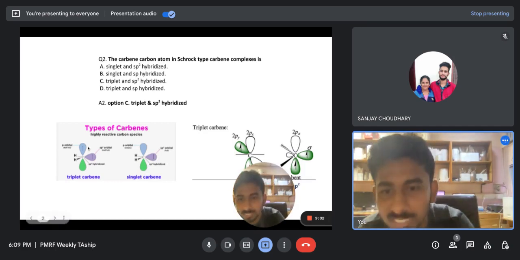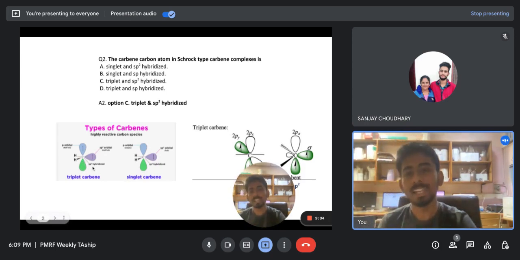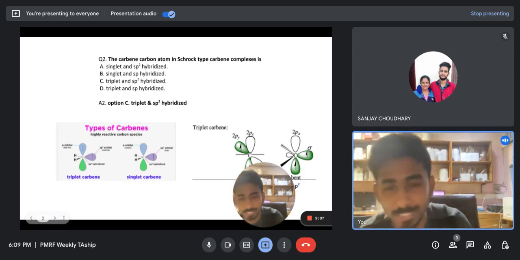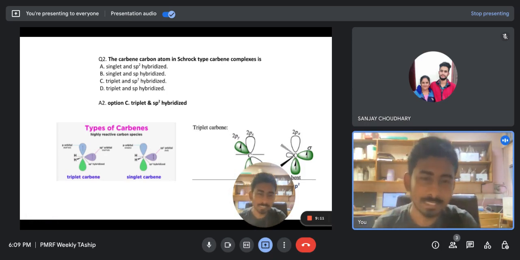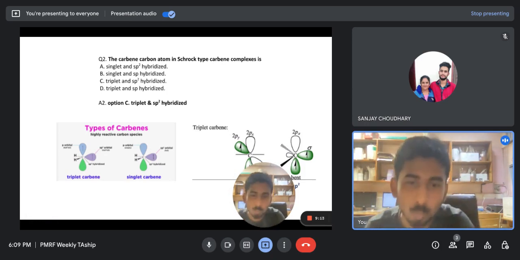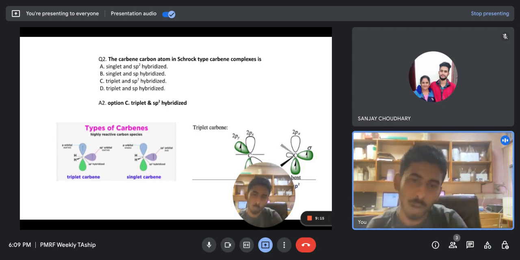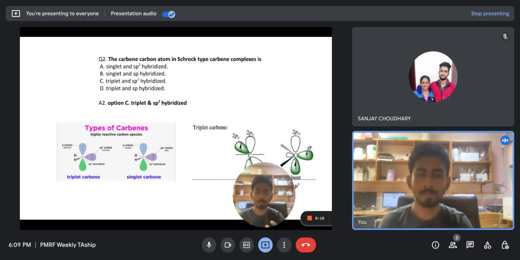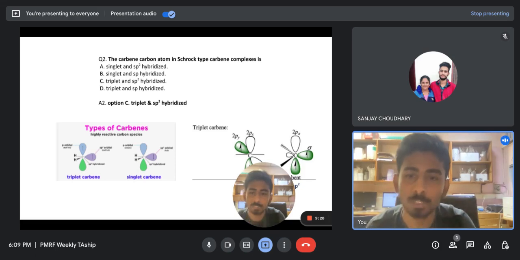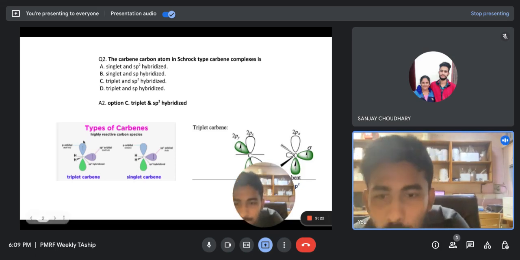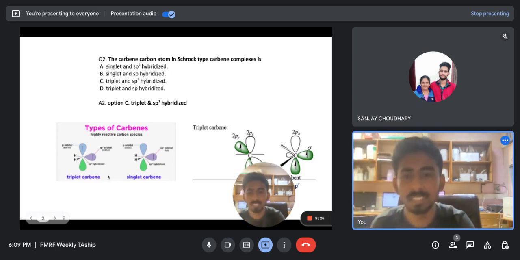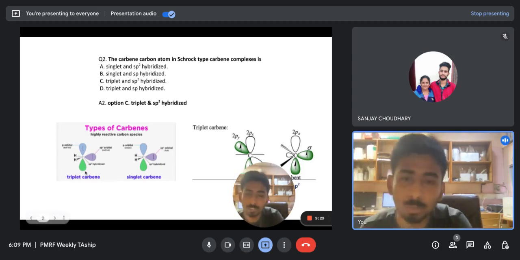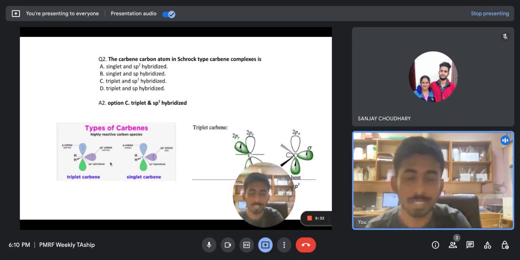But in case of this triplet carbene, this carbon may be sp2 hybridized as well as sp hybridized. Both can be possible. In some cases, this can be an intermediate sp1.5 kind of mixed hybridization in case of the triplet carbene. Here the p orbital has one electron, and this sp2 orbital has another electron, and this p orbital is not entirely vacant, nor is the sp2 orbital entirely filled.